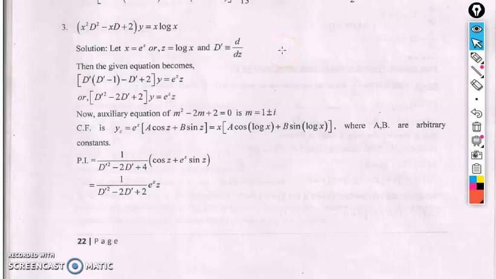Continuation of the topic Cauchy-Euler homogeneous differential equation. It's another example to gather your concept in the Cauchy-Euler homogeneous equation. It's the last example for the Cauchy-Euler homogeneous equation. Consider this example: x squared d squared y minus x dy plus 2y equals x log x.